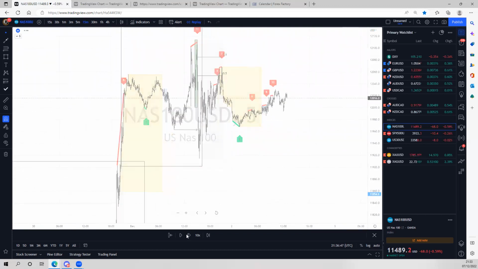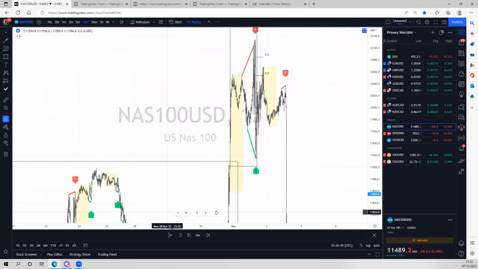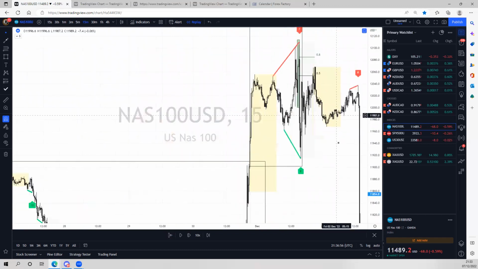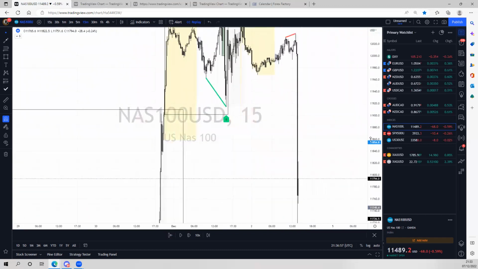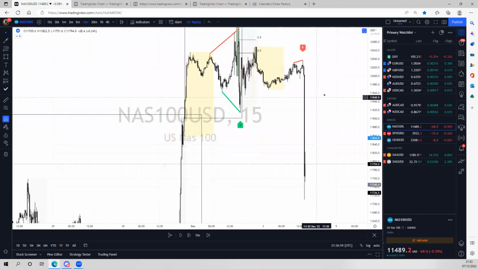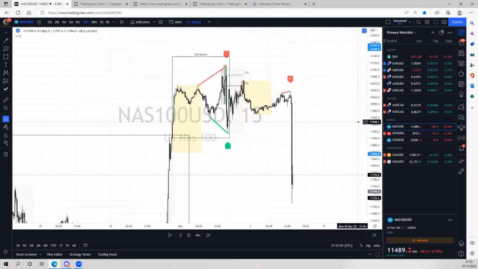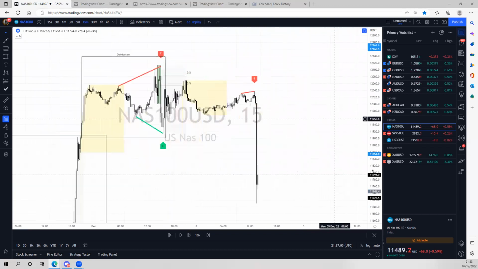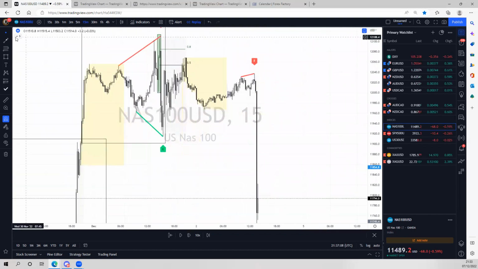Jump up a time frame. Oh, skipped ahead. Right, well, so obviously Friday there must have been some news. We've broken the low to form a redistribution. So let me just hide the divergence so that we've got a clear view. I'll get rid of that.